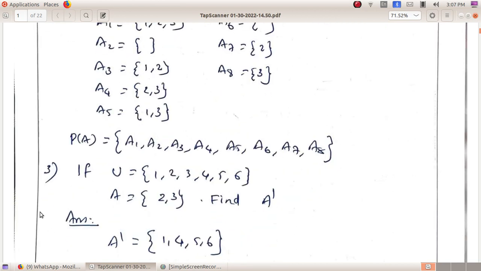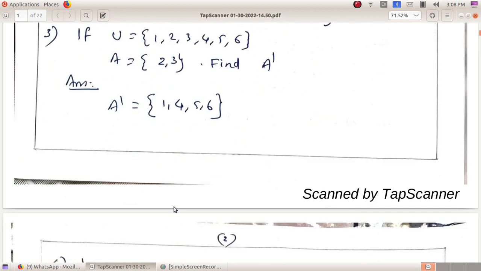Question number 3. If U is equal to the set {1, 2, 3, 4, 5, 6} and capital A is equal to the set {2, 3}, find A complement. A complement means what? A complement is the set of all elements other than A. You cannot write the elements of A. Elements of A means 2, 3. Remaining elements are what? 2, 3 can be seen in the set A. So other elements means 1, 4, 5, 6. These are the elements of A complement. This is the symbol for A complement, or A dash.